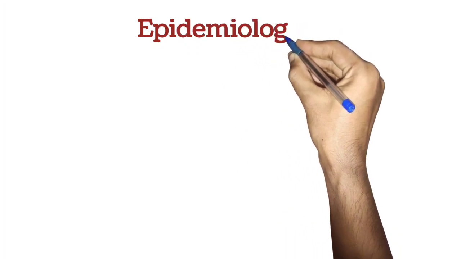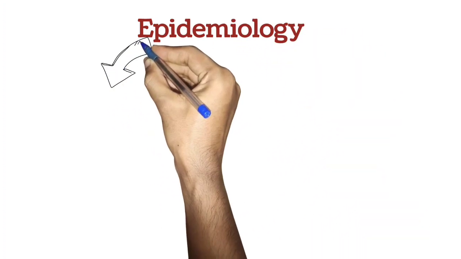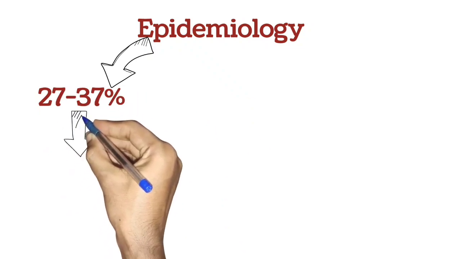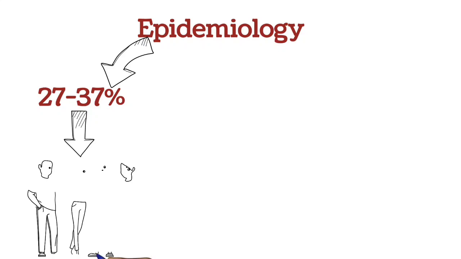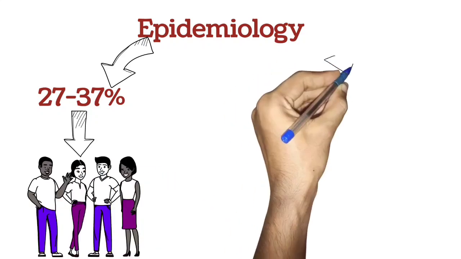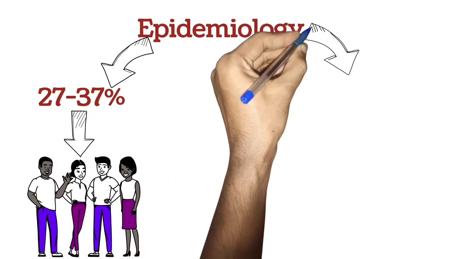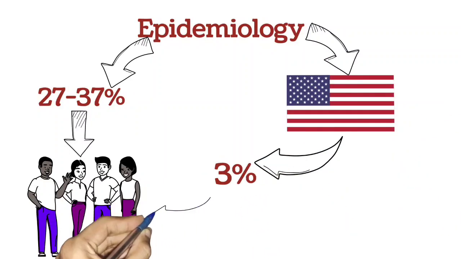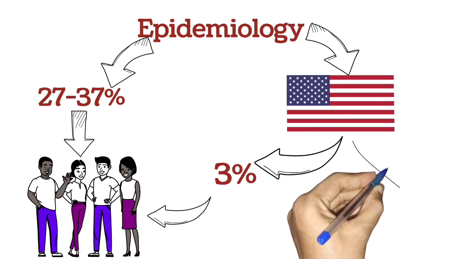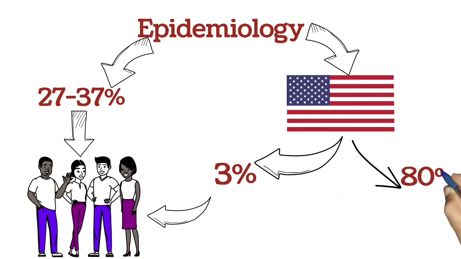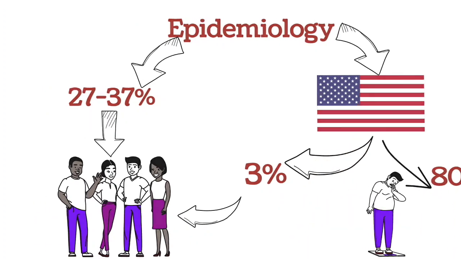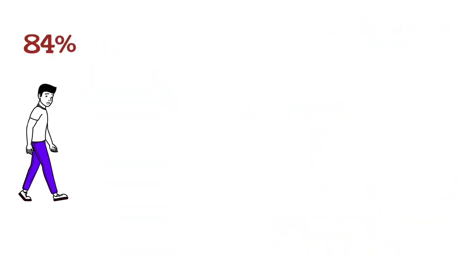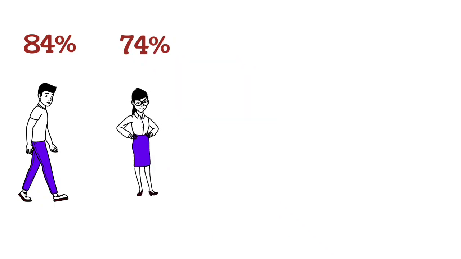Epidemiology: spondylosis is a condition with multiple possible causes and definitions. It affects around 27–37% of people with asymptomatic lower back pain. In the United States, the prevalence of lumbar spondylosis is about 3% in individuals aged 20–29 years, increasing to over 80% in those older than 40 years. Approximately 84% of men and 74% of women have vertebral osteophytes, most commonly at the T9, 10, and L3 levels.